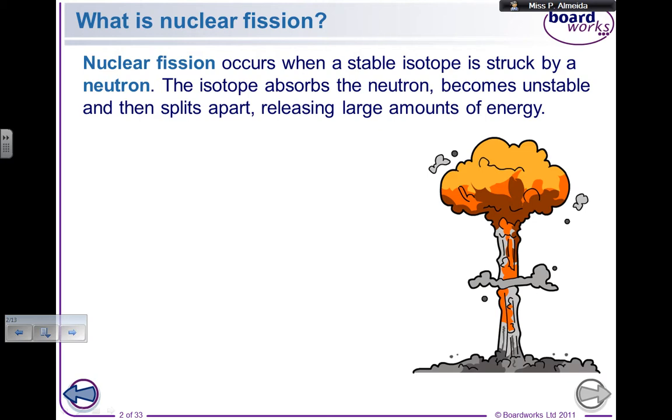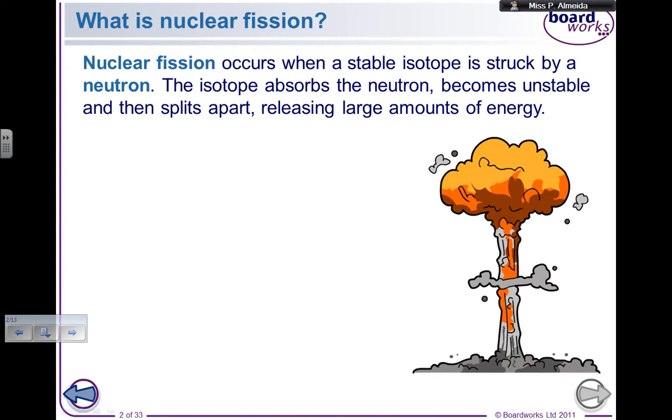occurs when a stable isotope is struck by a neutron. The isotope absorbs the neutron, becomes unstable because of the neutron, and splits apart. When this happens, they release a large amount of energy, okay? So this is not like radioactive decay, where something is already unstable and decays in order to become stable. This is something that I create.